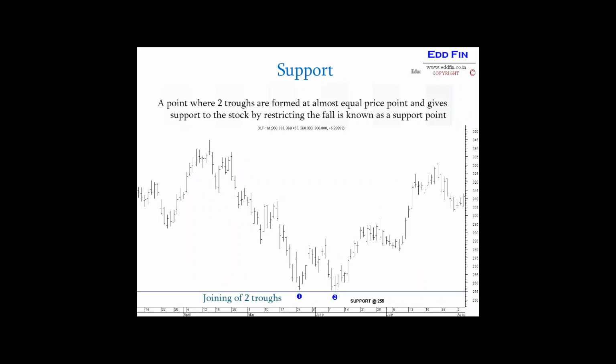Now let's understand what support and resistance are. Support is a point where the stock stops falling. As you can see in the chart, the stock has taken support two times at the same level, which is 255 rupees. So this is known as a support point. As the name suggests, it gives support to that particular stock and stops the stock from falling further.